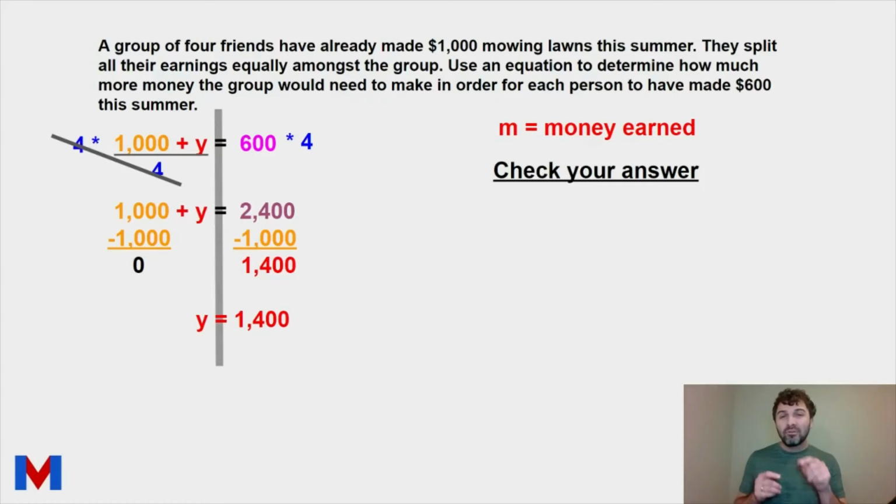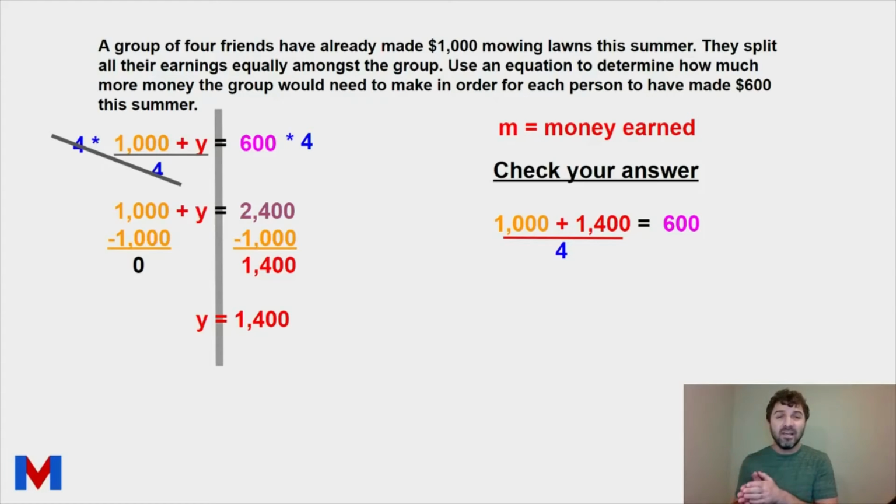So I want to check our work by taking what we found for y, which is 1,400, and I'm going to plug that in, or substitute in, for y up in the original equation. Okay. So 1,000 plus 1,400, all that divided by 4 equals 600.